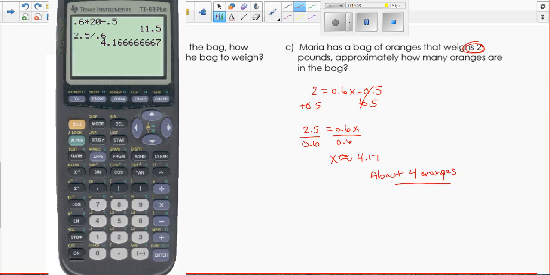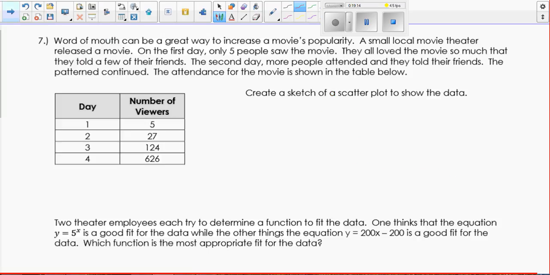Let's flip the page. Alright, so number 7 says word of mouth can be a great way to increase a movie's popularity. A small local movie theater released a movie. On the first day, only 5 people saw the movie. They all loved the movie so much that they told a few of their friends. The second day, more people attended and they told their friends. The pattern continued. The attendance for the movie is shown in the table below. Create a sketch of a scatter plot to show the data.